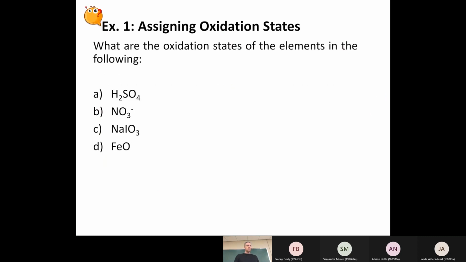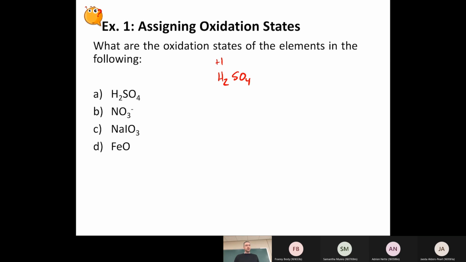Oxidation states. Let's do an example where we assign some of these numbers. So the first one is H2SO4. The first rule I would go to here is look at the hydrogens, because the hydrogens were, in the precedence order of those rules, the first one we came across. And we said that if it's attached to a nonmetal, generally speaking, hydrogens are +1. Let's go with +1 for the hydrogen.